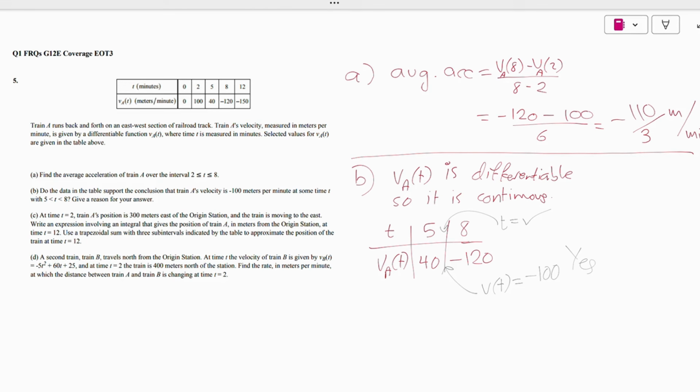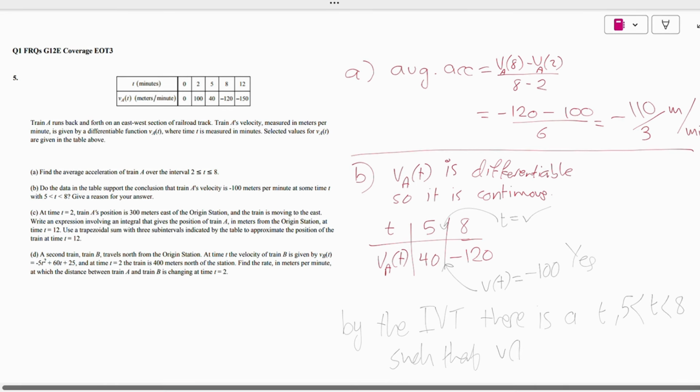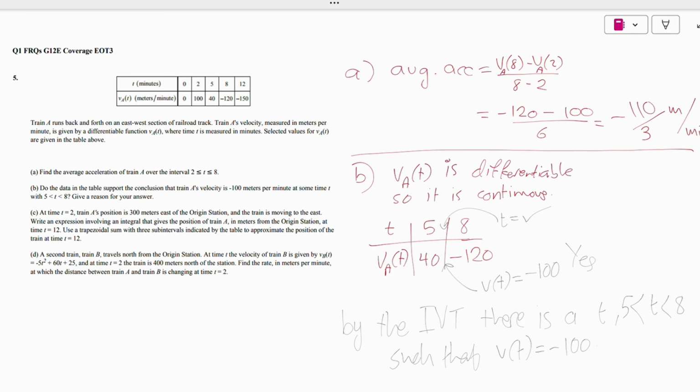So what do we write? We can write by the intermediate value theorem, there is a t where t is between 5 and 8, such that V of t is equal to negative 100 meters per minute. So the answer for the second part is yes. Please mention the word differentiable and continuous.